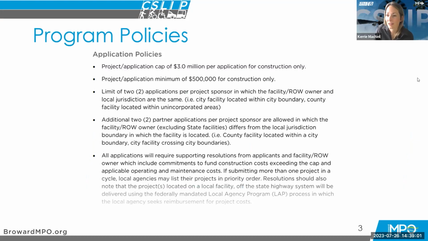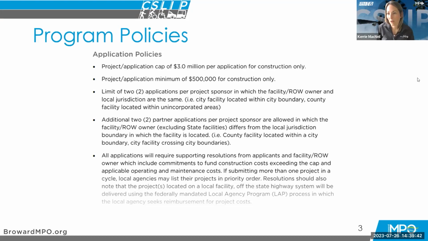CSLIP is governed by a set of program policies that are approved by our MPO board. These policies, if you haven't taken a look at them recently, I encourage you to take a look before you submit your application, just to make sure you're meeting the eligibility criteria, that you're within the dollar range that's eligible for funding through CSLIP, that you're submitting the right amount of applications, and that you've met all of the requirements like involvement with public outreach, getting a resolution of support, who you need to get a resolution of support from, things like that.